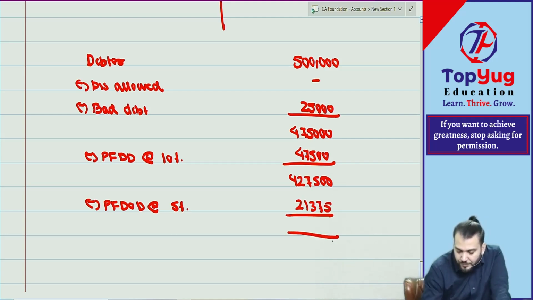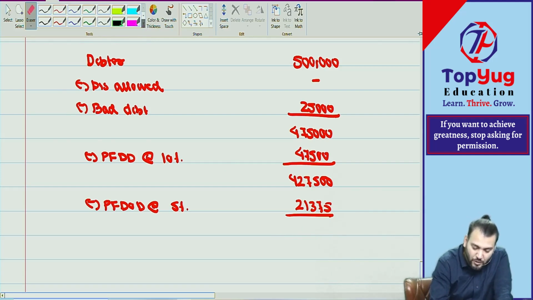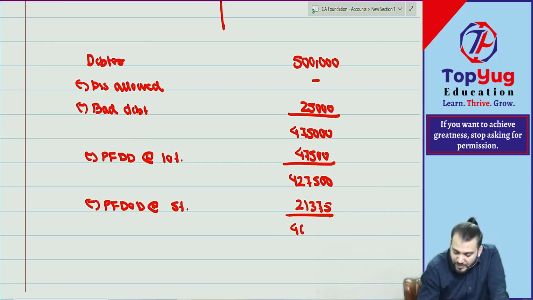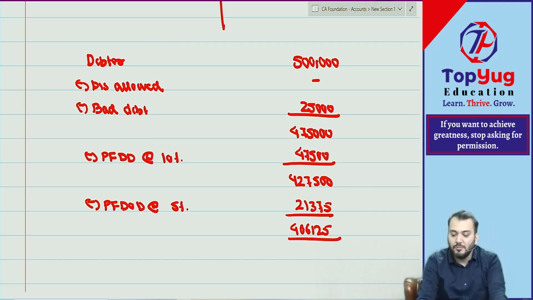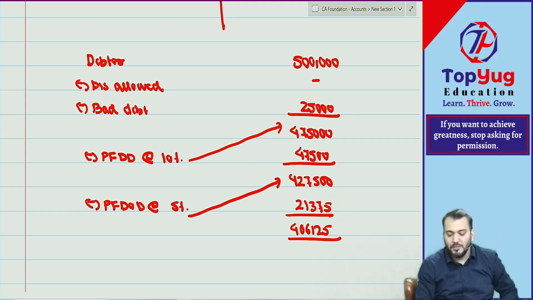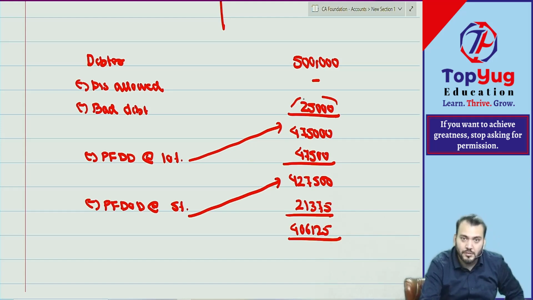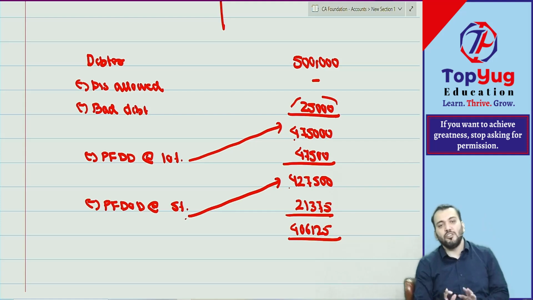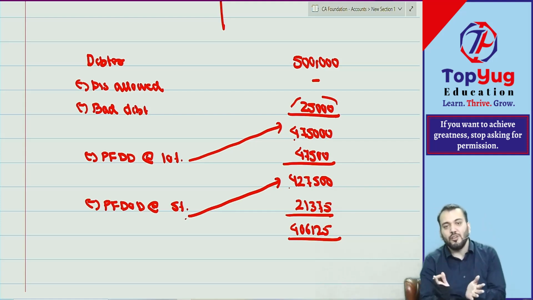21,375. Net amount 4,06,125. So 4,06,125. I think all have done this correctly. Anyone have done mistake here? Done mistake? What mistake? Always on this amount. Go in this way. Correct? Means you deducted 25,000 or not? Then okay. Always 10% of these, 5% of these. 10% of closing debtor and then 5% of good debtor.